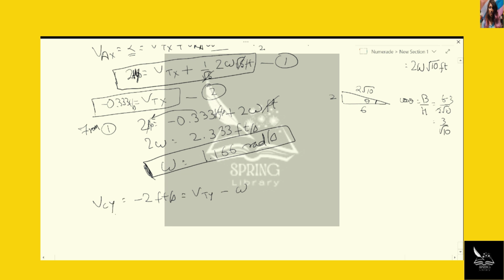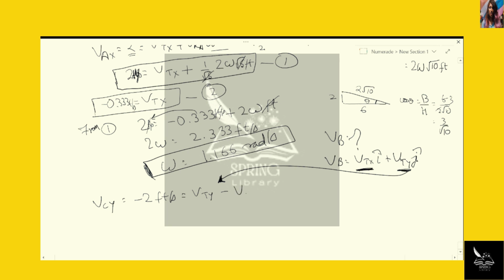So yeah, VCY is minus 2 feet per second, VTY, because the other question asked us what is velocity of B, and velocity of B is going to be VTX i plus VTY j. We already know this component, but we don't know this component, and this component is entering here. So that's where we get the other component from. Anyways, so this was going to be omega times 2 square root 10 feet. This is the VR, and then cosine of theta. Let me actually write this so that we do it in steps.